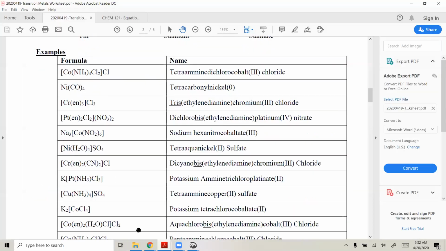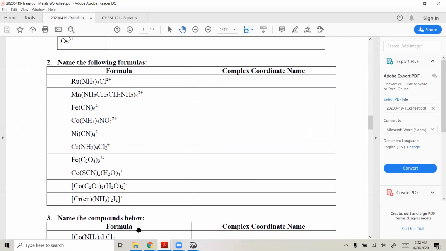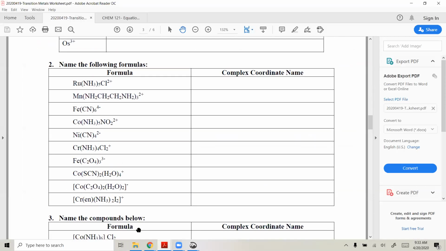So let's jump to the questions. We're going to look at part 2, and we're going to start going through these. So you can go ahead and get started with your part 2. So we'll start with that first one, that ruthenium one.